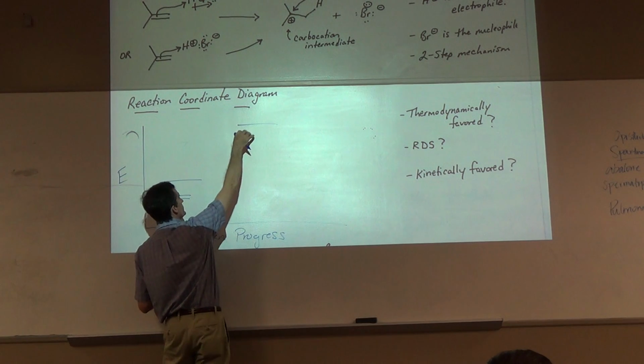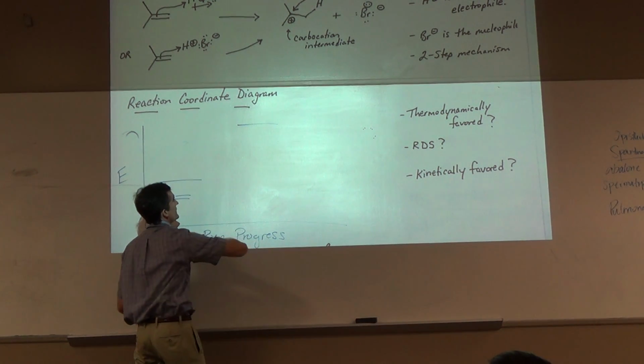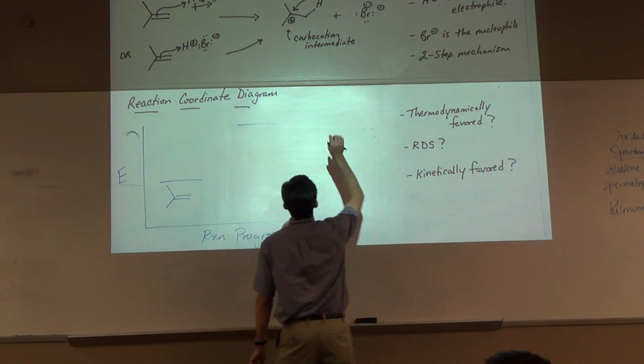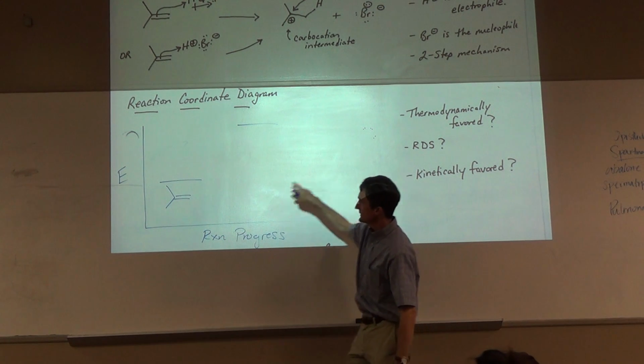I don't want to clutter this up too much. Okay, draw you an arrow or something. That's the carbocation intermediate. After that, what do we come to? Final product. Final product is now neutral. It's going to come back down. How does it compare to this?